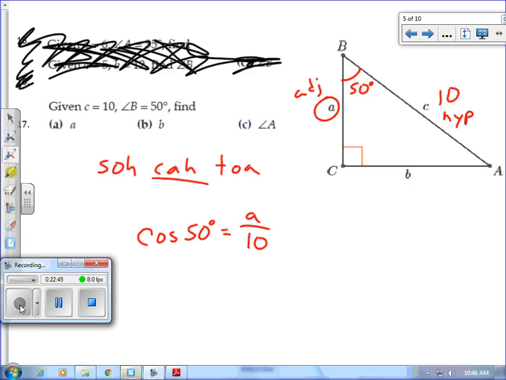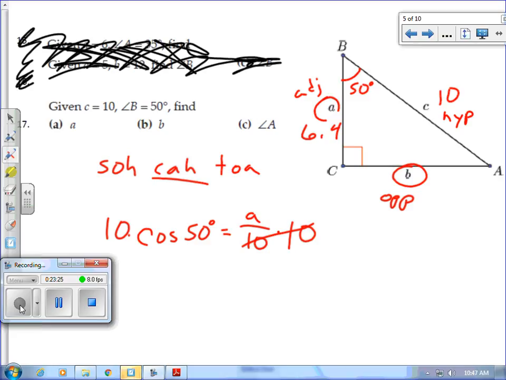hypotenuse, which is 10. So since our unknown is in the numerator over there, this is going to be a lot easier. All I got to do is multiply by 10 on both sides. So when I type in 10 cosine 50, it will give me the length of that side, 6.426. Call it 6.4. If I want B, that's opposite.